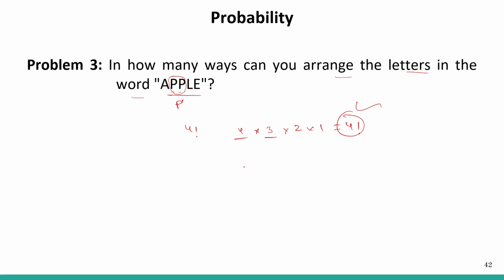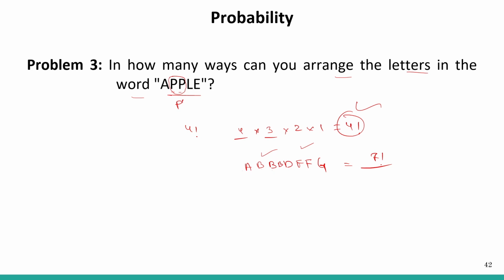That is, if you have a word, let's say A, B, B, D, F, F, G. So in how many ways can you permute these? Okay, so what you do is, you just count the number of letters there. 1, 2, 3, 4, 5, 6, 7. So 7 factorial. First you write this, and in the denominator what you do is, you see how many letters are there that are being repeated. So F is being repeated and B is being repeated.